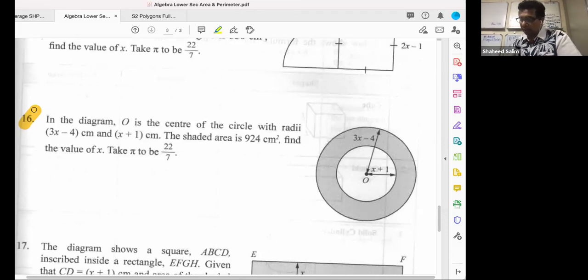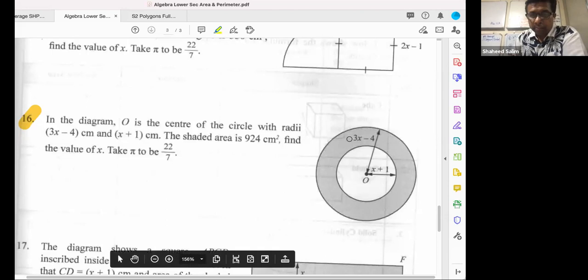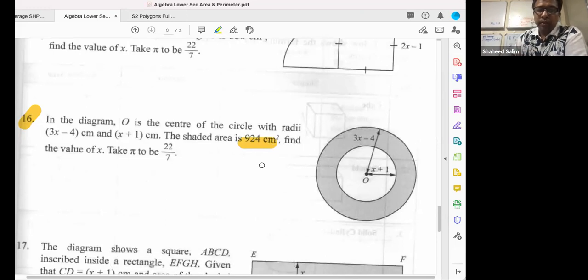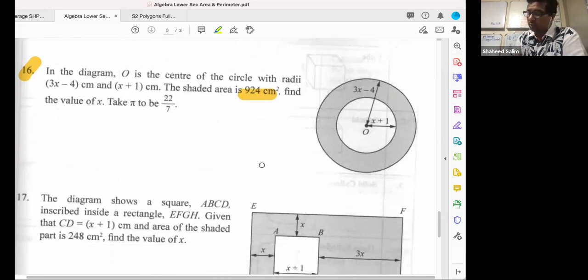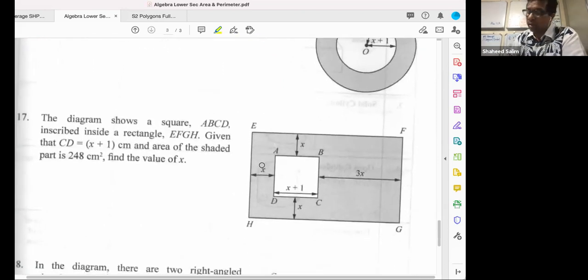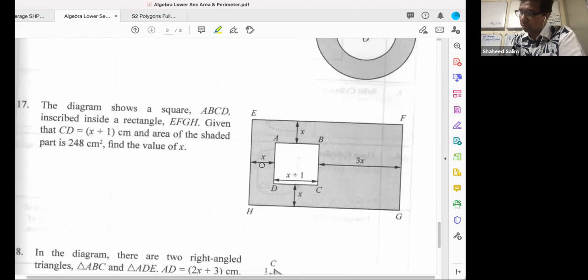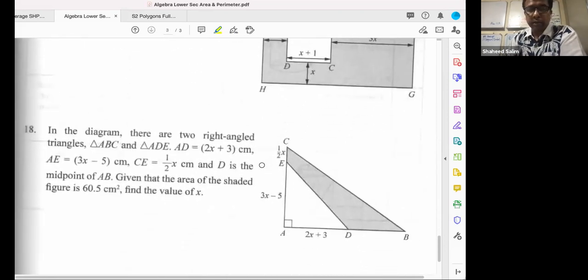Boys and girls, I think I'm just looking at the numbers. It's just two big numbers. Sorry, we don't do this. But you all know that big circle minus small circle equals 924, right? Then you reduce. We don't do this, sorry, because the numbers are ridiculous. Let me look at which numbers are not ridiculous. Maybe 17. Sorry, 17 is still ridiculous.